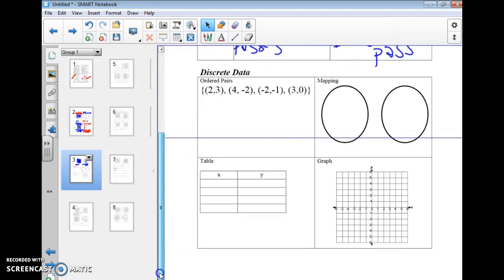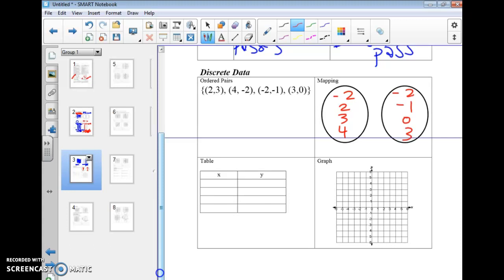So this is simply just plugging in. We did well with this, so I'm going to do this really quickly. You put your x values in numerical order, so -2, 2, 3, 4, and the outputs -2, -1, 0, 3. You draw your arrows. You graph them just like you normally would. And you plot your points.